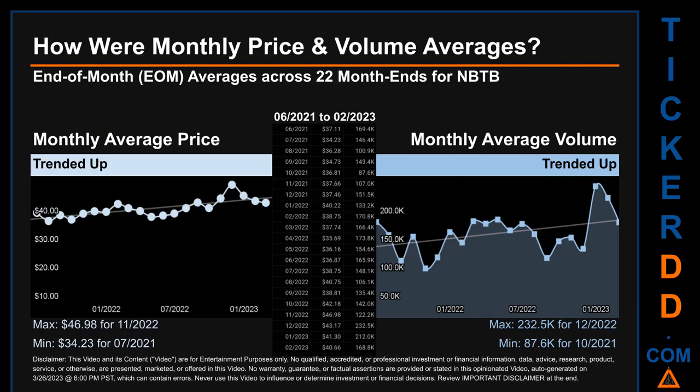How were price and volume averages for NBTB? Across 449 trading days, there were a total of 22 month ends, of which monthly averages for daily price and volume were calculated. Overall, monthly price average trended up while monthly volume average trended up. The maximum end-of-month average price was $46.98 for 11/2020 while the minimum was $34.23 for 07/2021. Looking at volume, 12/2020 and 10/2021 respectively saw the highest and lowest monthly average volume at 232.5 thousand and 87.6 thousand.